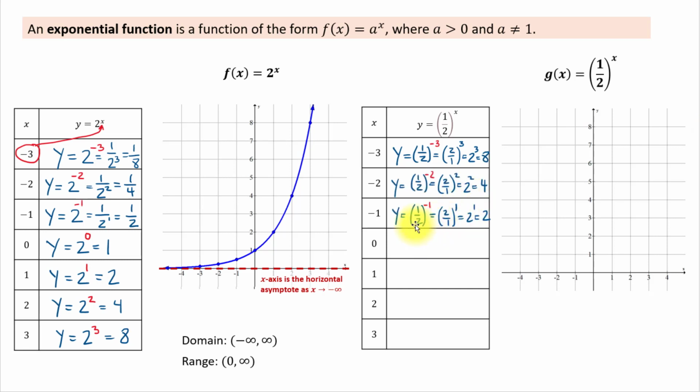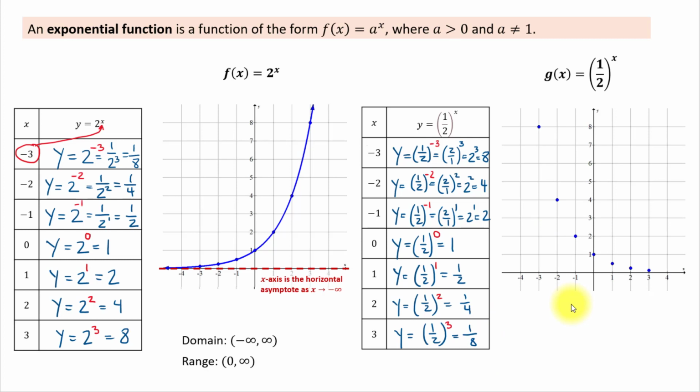Same way I found the corresponding y values for x equals -2 and x equals -1. They're 4 and 2 respectively. When x equals 0, I need to raise 1/2 to the power 0, and that's always 1. And for the other three x values, the corresponding y values are 1/2, 1/4, and 1/8. Let's plot all these points.